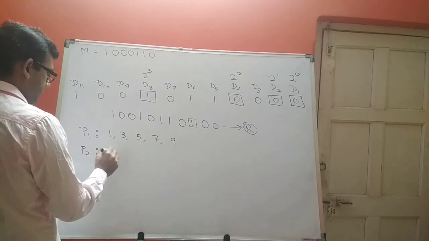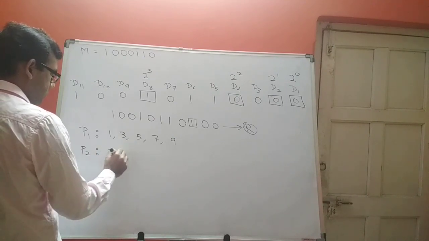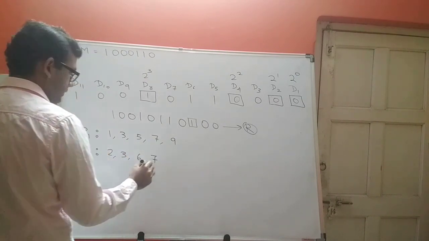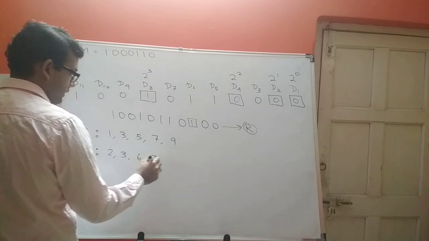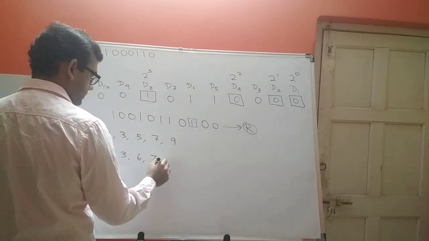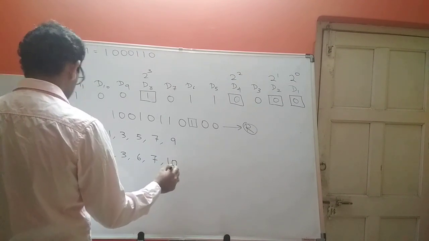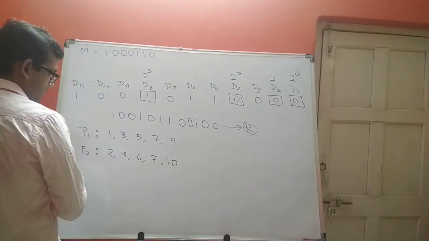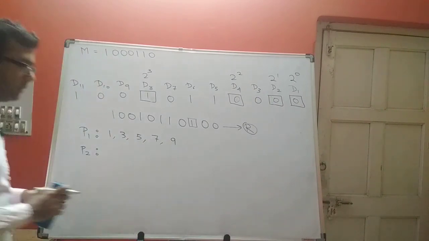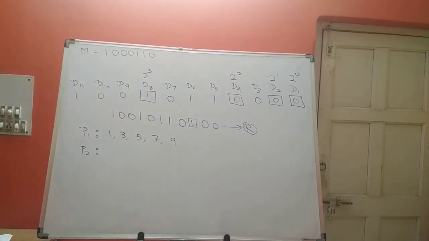P2 depends on 2, 3, 6, 7, and then it also depends on 10. Okay, let me just pause the video for a moment. I think it's better if I consult the table and then write the values. Then it will be a lot faster. Otherwise, I'll have to construct the table again. So see, I have constructed the table quickly. So this is the table.